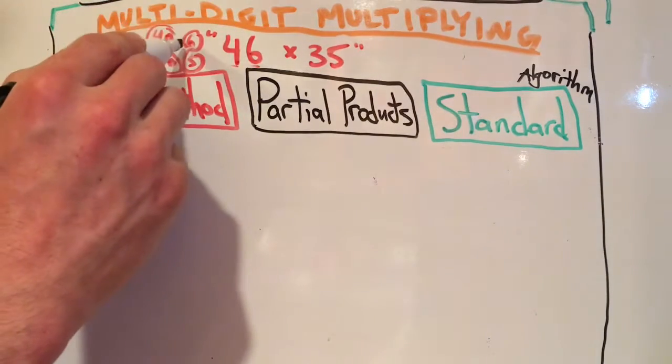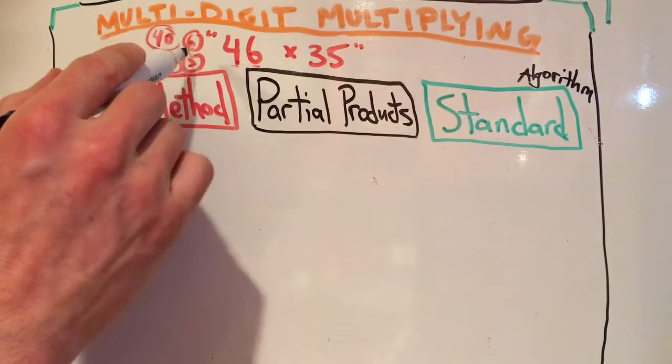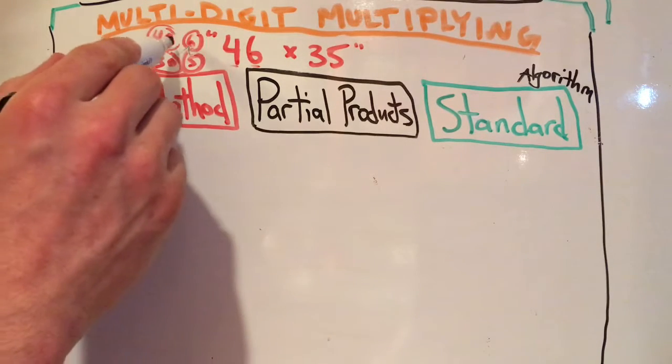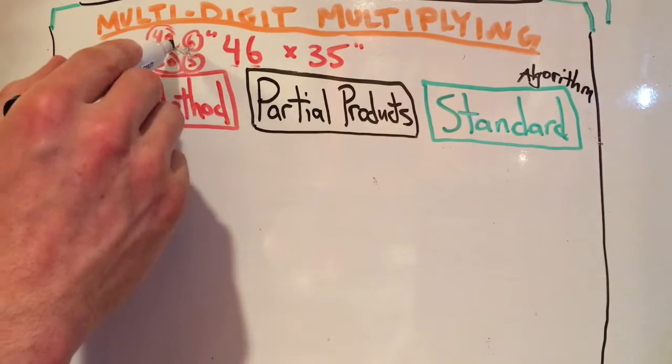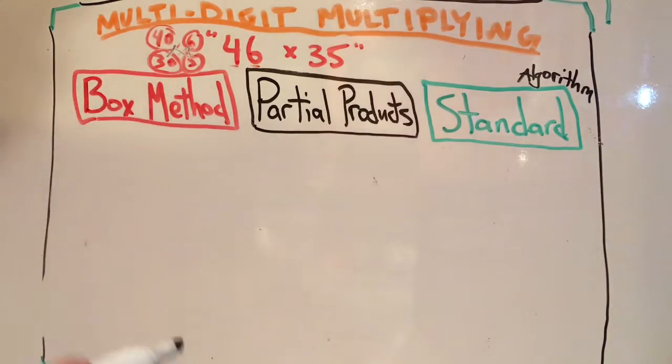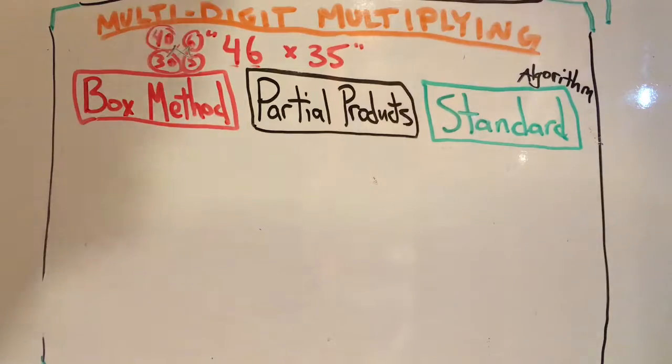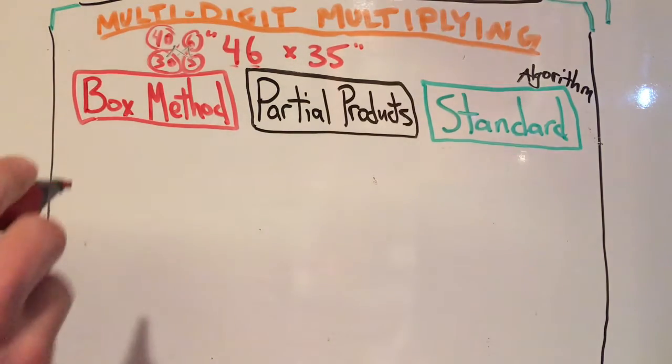and multiply those by each part in the other number. So the 6 is going to be multiplied by 5. 6 is also going to be multiplied by the 30, and the 40 is going to be multiplied by the 5, and then the 40 is going to be multiplied by the 30. That's going to happen in all three methods on this page. Let's start out with the box method.